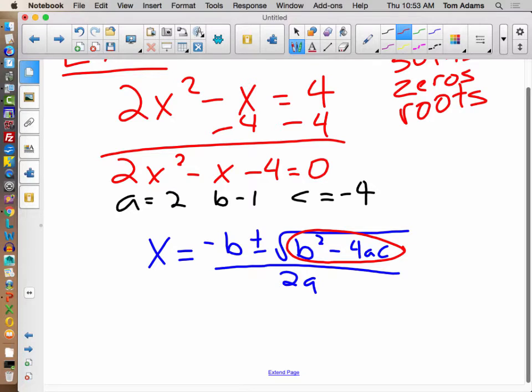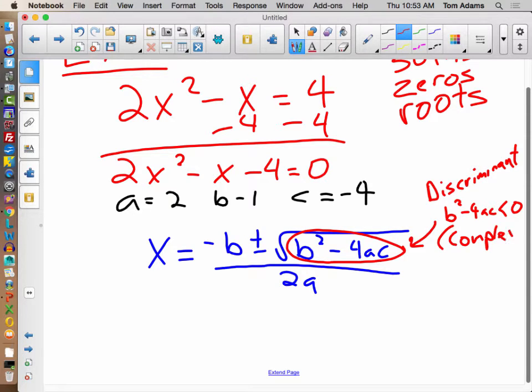One thing I want to point out, and we'll talk about this a lot in pre-calculus, I just want to highlight it now. This b squared minus 4ac has a special term. It's called the discriminant. I think I misspelled discriminant. So the discriminant, if that's a negative value, in other words, if b squared minus 4ac is less than 0, remember we can't take the square root of a negative value, so this would be what we call a complex solution.